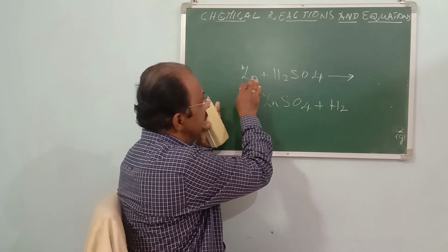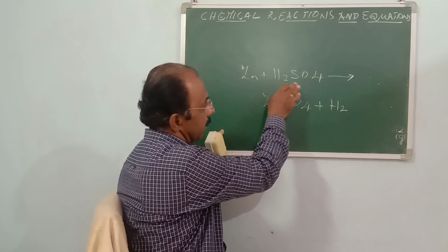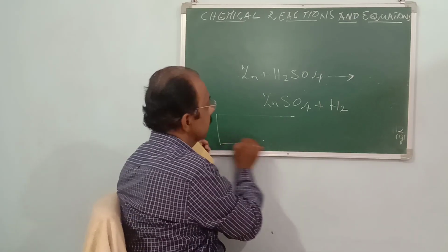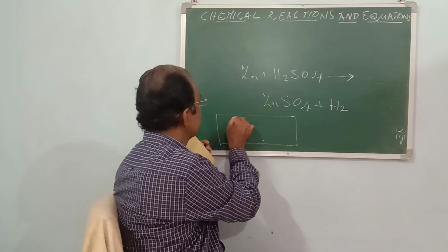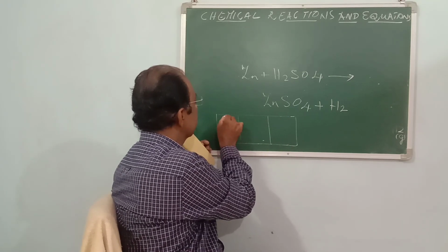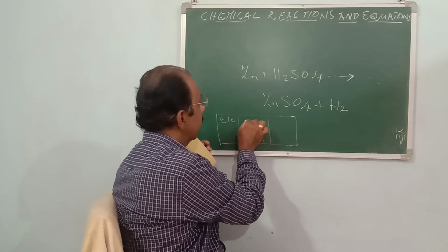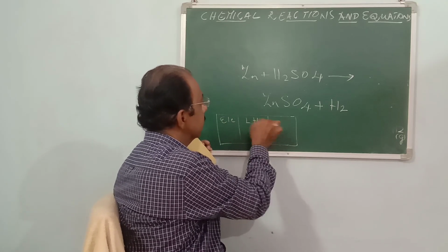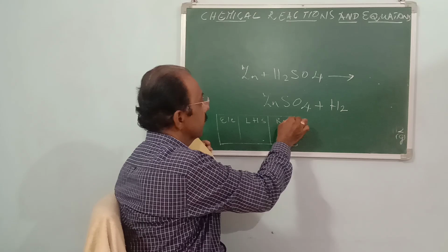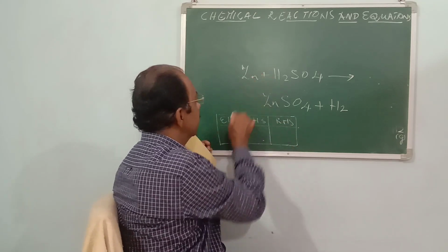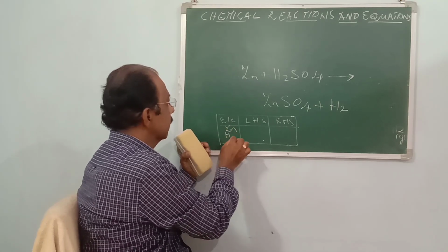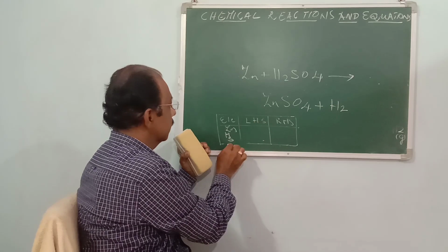Now you see how many elements are there on the reactant side and the product side. As given in your book, a table can be drawn with 3 columns: the number of atoms on the left hand side, L, H, S, and the number of atoms of each element on the product side, R, H, S. The elements are zinc, hydrogen, sulfur and oxygen.